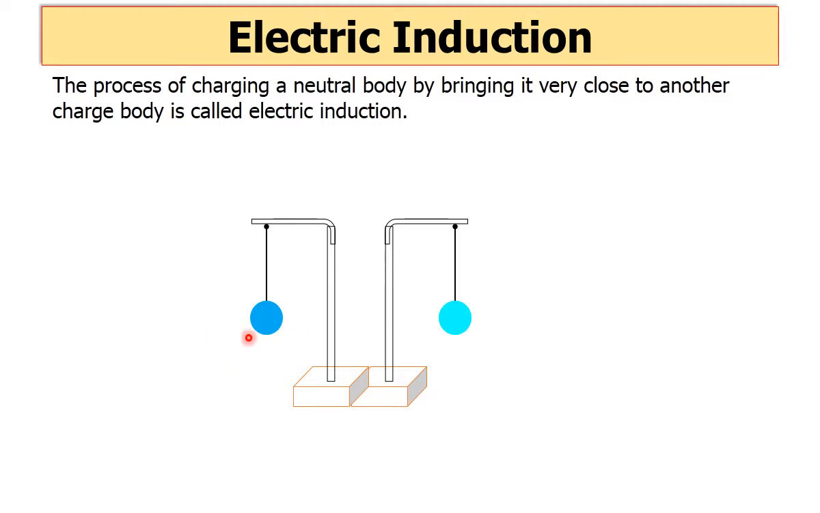That is the process by which the neutral body is charged, and when the charged body is removed from that neutral body, at that time the neutral body will again be neutral.